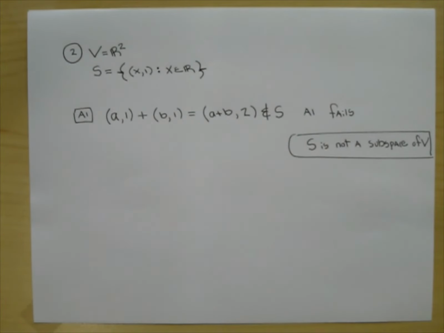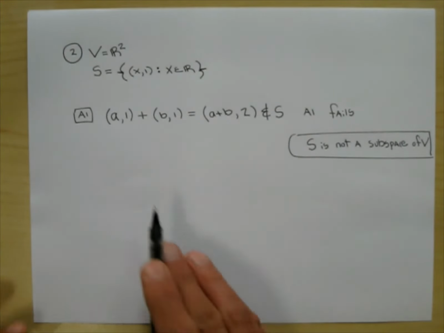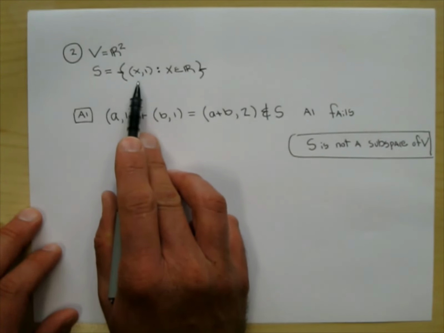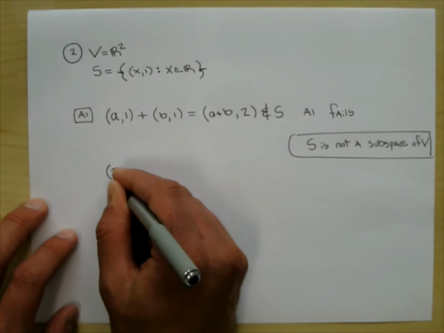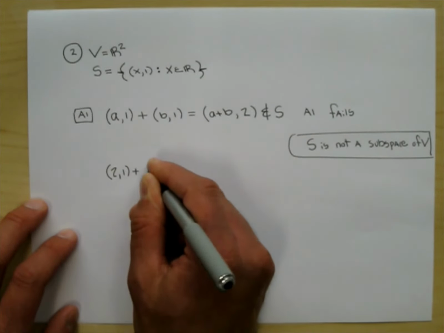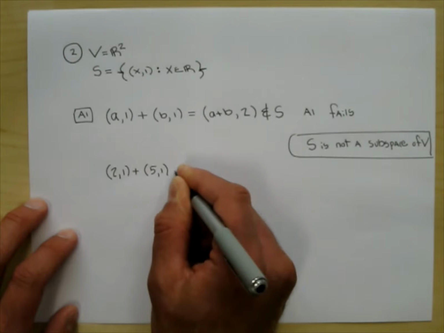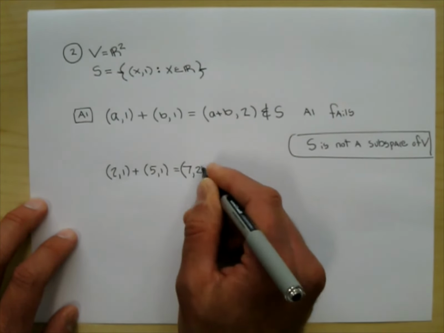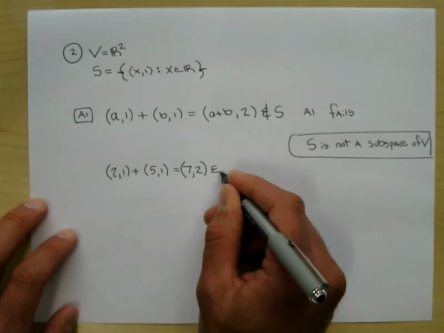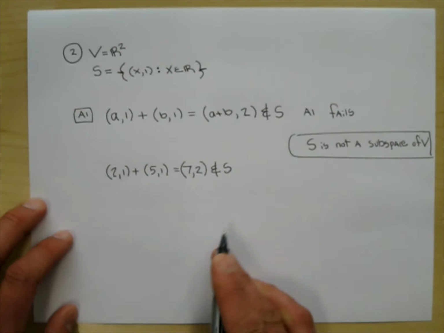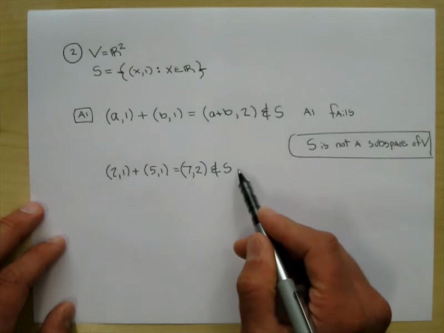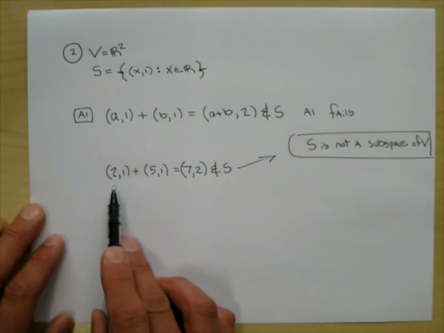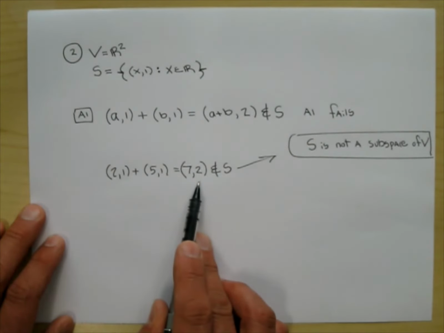Now, we could have looked at this and said, oh, I can think of something that will break Axiom 1. So you could have gone (2, 1) plus (5, 1), and this gives me (7, 2). You could have done that and said, oh, guess what? That is not in the party circle. So you can then come to the same conclusion. Axiom 1 fails. If you can break it with a particular example, that's good enough.